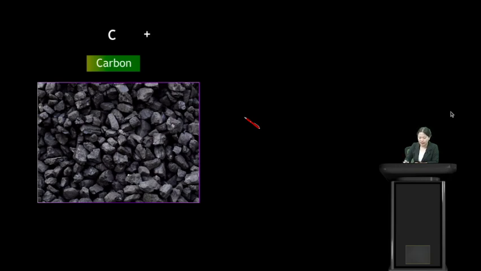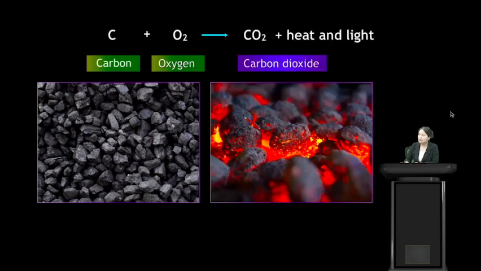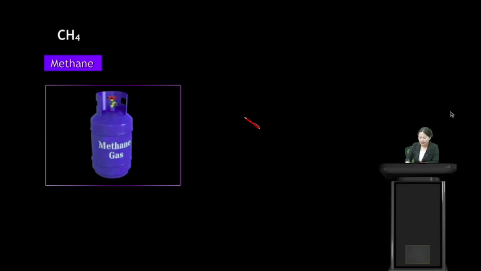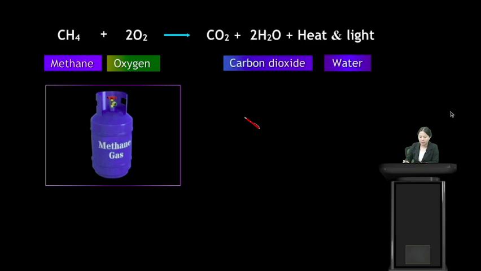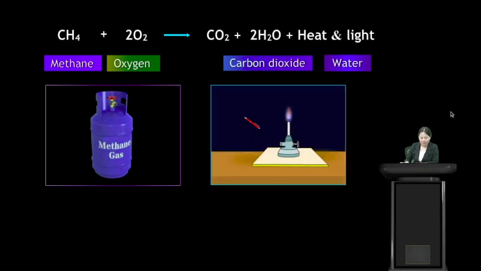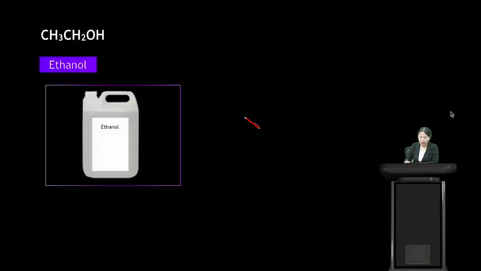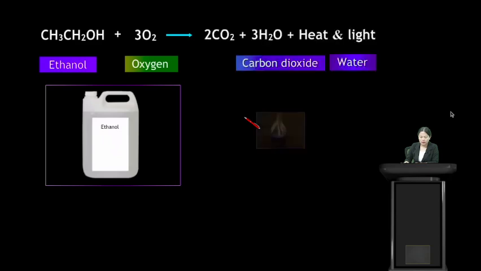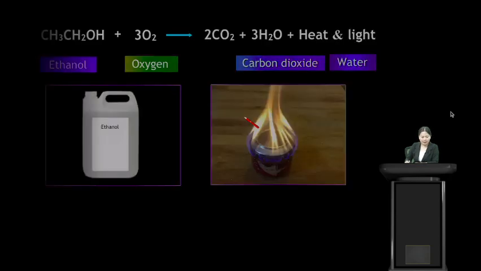So let us see. Carbon, when it reacts with oxygen, produces carbon dioxide plus heat and light. So carbon, when it reacts with oxygen, undergoes combustion. It produces carbon dioxide along with heat and light. Methane gas, when it reacts with oxygen, produces carbon dioxide, water, along with heat and light. Then we have another example. Ethanol, when it reacts with oxygen, produces carbon dioxide, water, along with heat and light.